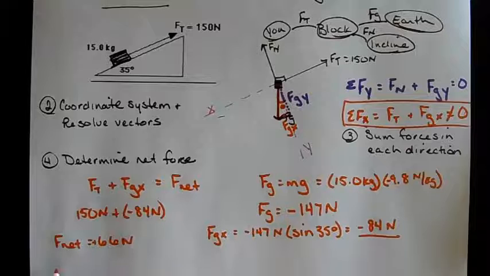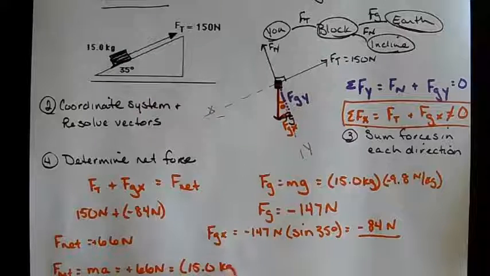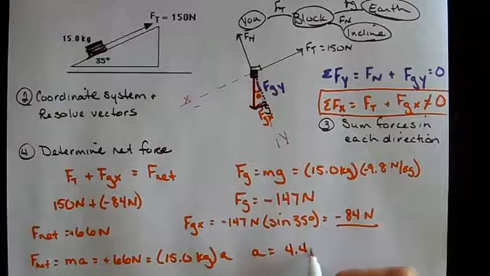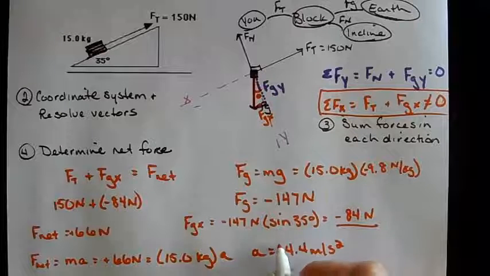So then what we're going to do, okay, so our net force is mass times acceleration. So positive 66 newtons is going to be equal to our mass times our acceleration. So to solve for acceleration, we're going to take our net force divided by our mass, and we're going to get 4.4 meters per second squared, and that is a positive.